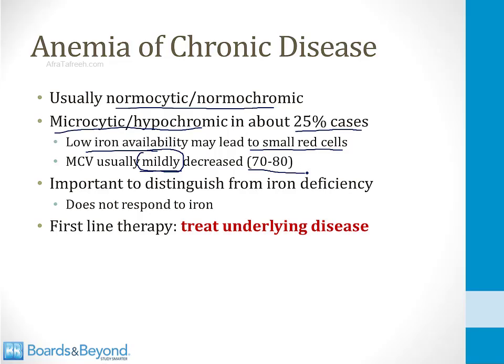If you see a case described where the MCV is very low, they are probably not talking about anemia of chronic disease. And it's important to distinguish anemia of chronic disease from iron deficiency because this disorder does not respond to iron. The first-line therapy is to treat the underlying disease and limit the amount of inflammation. That will make the anemia better.